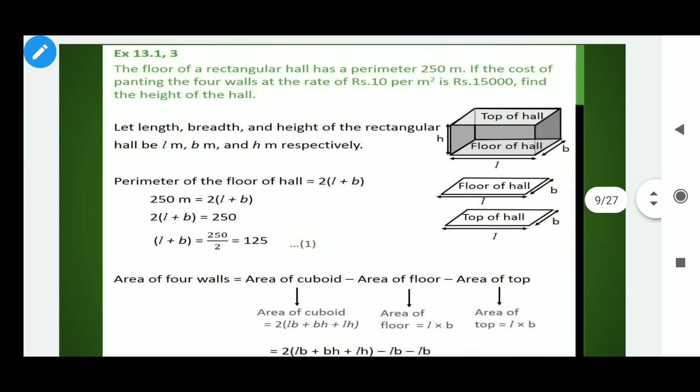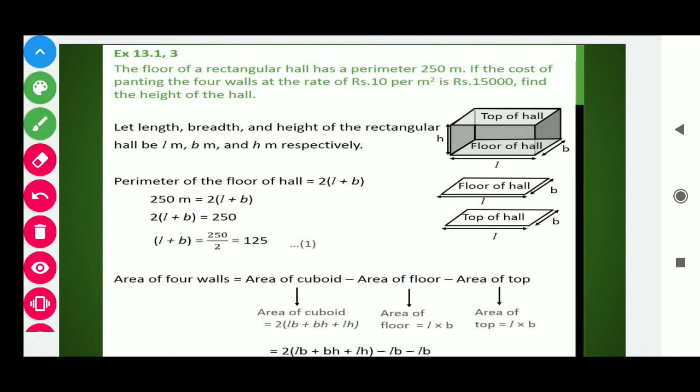Here we have question number three. The floor of a rectangular hall has a perimeter of 250 meters. If the cost of painting the four walls at the rate of rupees 10 per square meter is rupees 15,000, find the height of the wall.